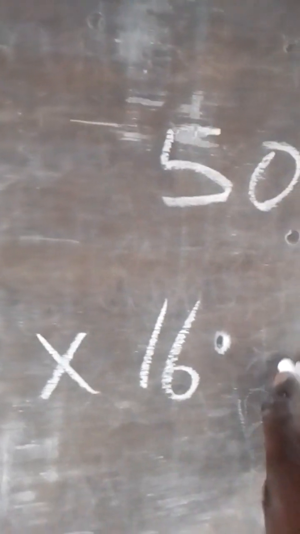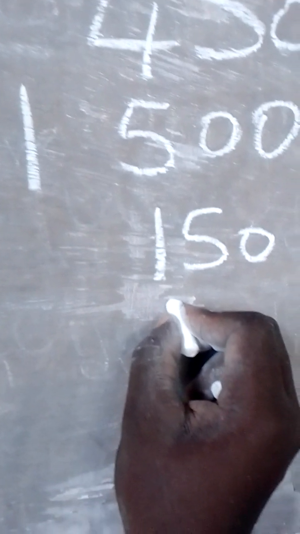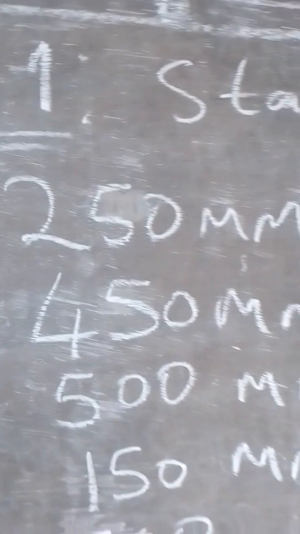The formula is 50D, where D is the diameter of the rod. Now for here, it is 50 times 16 millimeter diameter, which is 800 millimeter. From here to here, 800 millimeter. Always use that formula when calculating the lapping length. 800. Now let's calculate together.